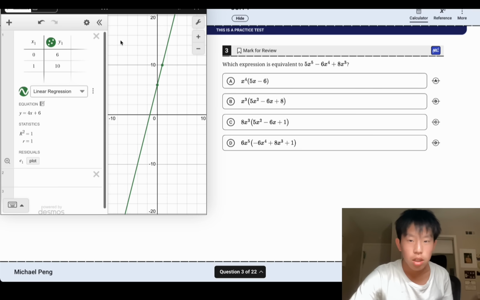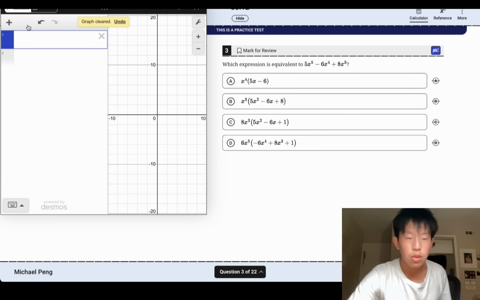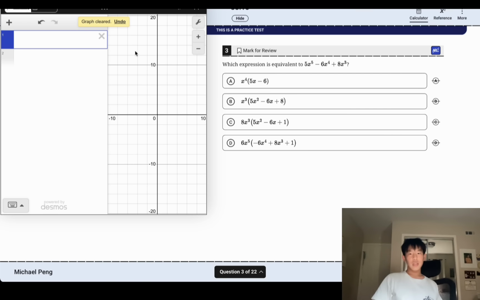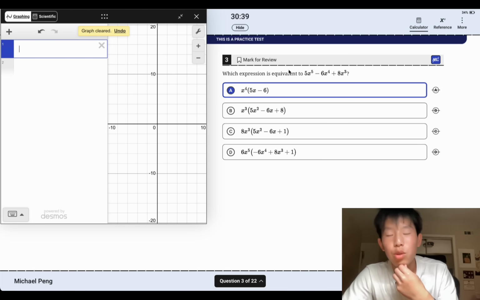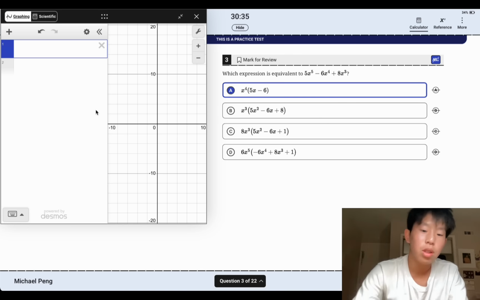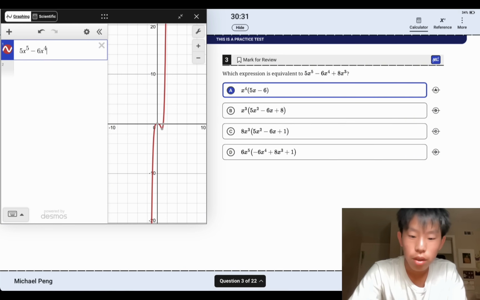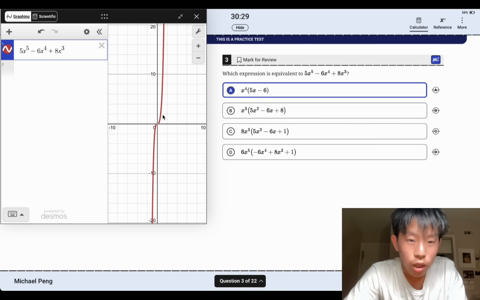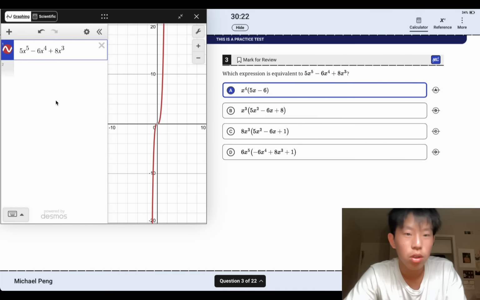Next question. So now it's going to ask you, how do you do this huge thing in Desmos? It's asking you which one is equivalent. Which expression is equivalent to this huge, ugly expression? So first, what we're going to do is we're just going to type 5x^5 - 6x^4 + 8x^3. So let's see. When it's equivalent, it's going to have the exact same graph and everything. Okay, so let's see. Which one is right?